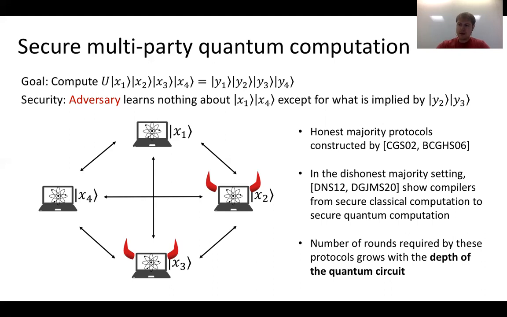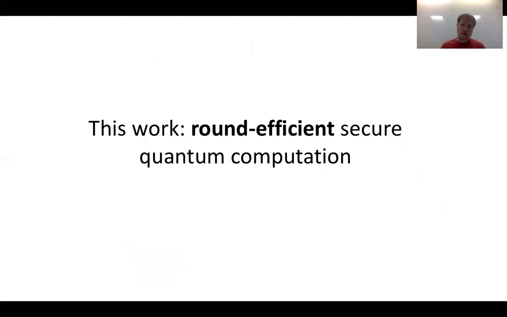And so, round complexity is a notion that's been heavily studied in the classical setting. And the starting point of our work, our focus, is on round efficient secure quantum computation, okay? So we know these feasibility results exist. Okay, so now we want to study whether we can really obtain round efficiency in the quantum setting, right?